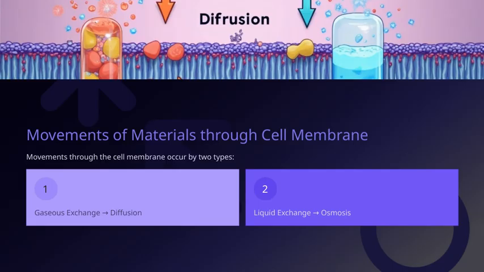Both of these processes are essential for maintaining the cell's internal environment and ensuring it functions properly. They connect directly to our overall theme of how cells interact with their surroundings and regulate what enters and leaves. Understanding these movements helps us see how vital the cell membrane is in controlling the cell's internal conditions.